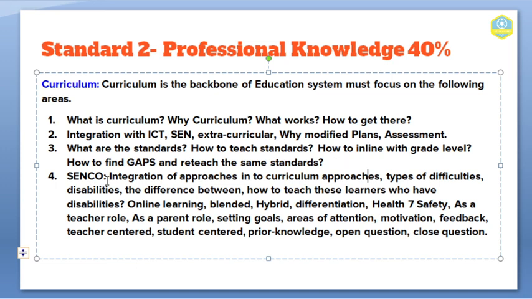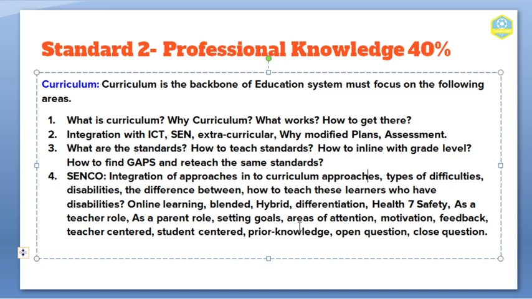Now the SEND integration of approaches in the curriculum: types of difficulties you should know, disabilities, the difference between difficulties and disabilities, how to teach learners who have disabilities, online learning, blended and hybrid learning, differentiation in teaching, how to differentiate the teaching of the same material with different instructions and approaches, focus on health and safety, your role in the classroom as an instructor, the role of the parents, and how you set the goals for each grade level.